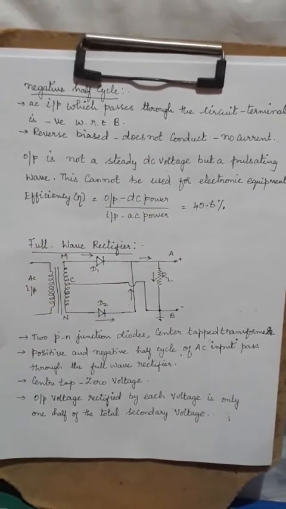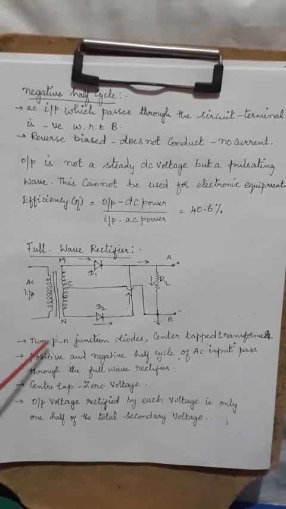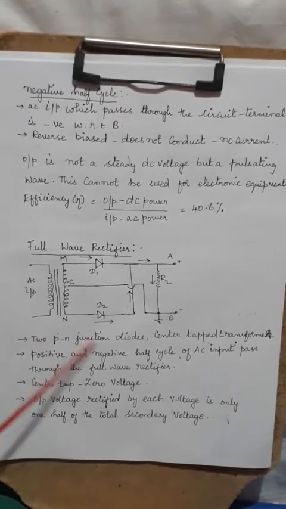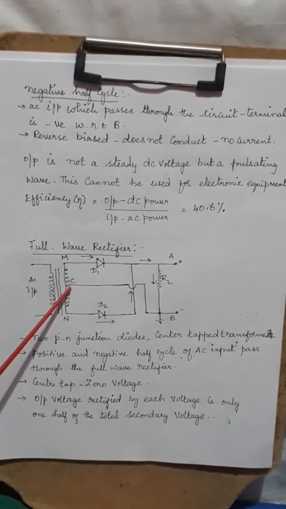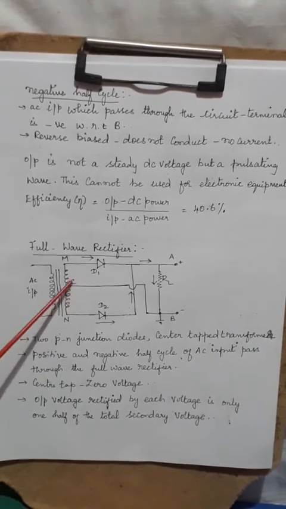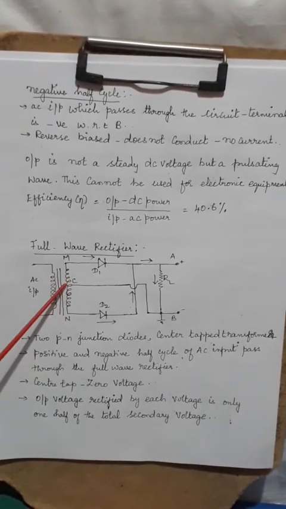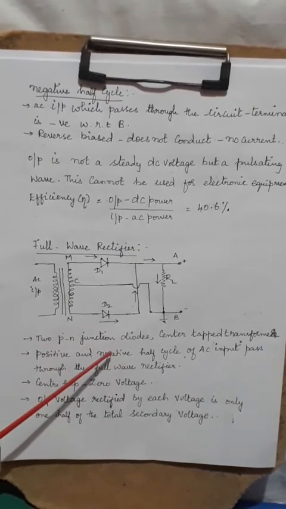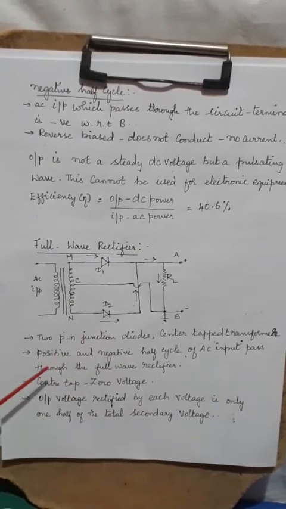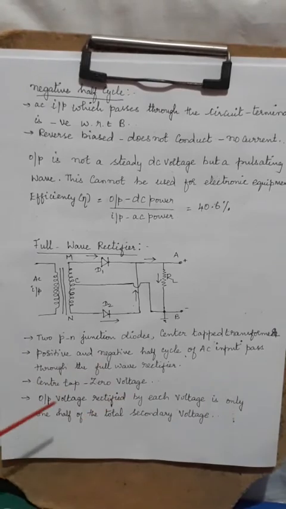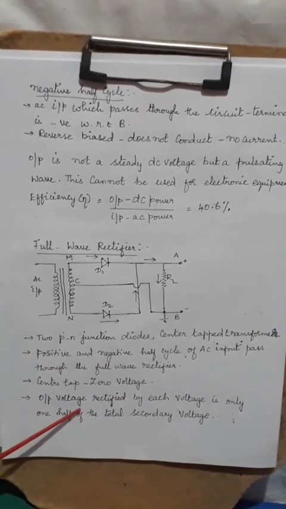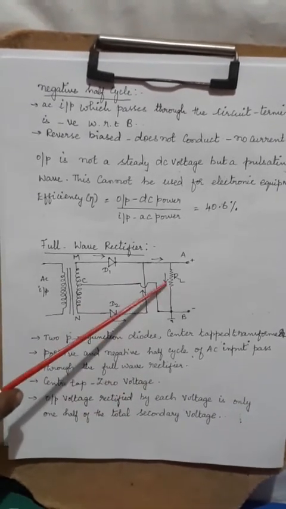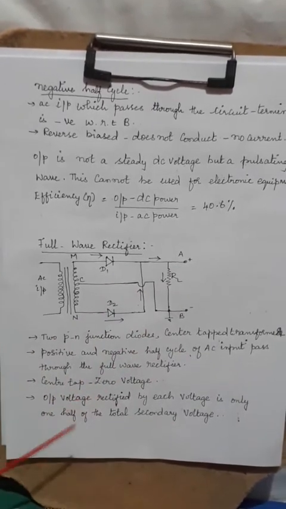So here it consists of two PN junction diodes. I said something called central tapping, which will make it zero. Both the positive and negative half cycles of the AC input will pass through the full wave rectifier, and then the output voltage is drawn across the RL. Okay.